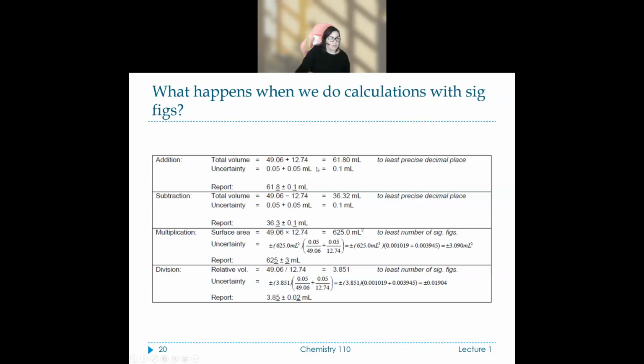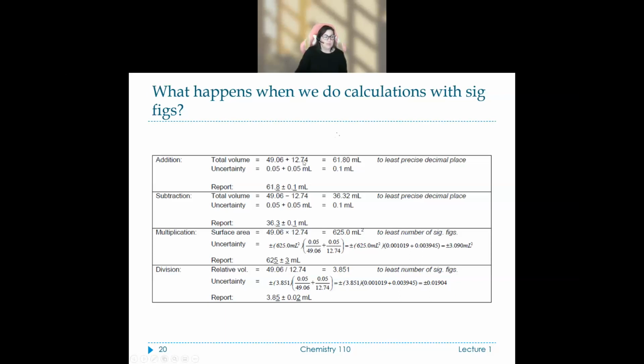where do I run out of precision, as it were? Both of these are 2 places beyond the decimal point. So that's where my number needs to be rounded to, 61.80. That 0 needs to be there because it is significant. Notice it's to the right of the decimal place, so it does matter. And I can't just drop it, because if I do, then I have the wrong number of sig figs.